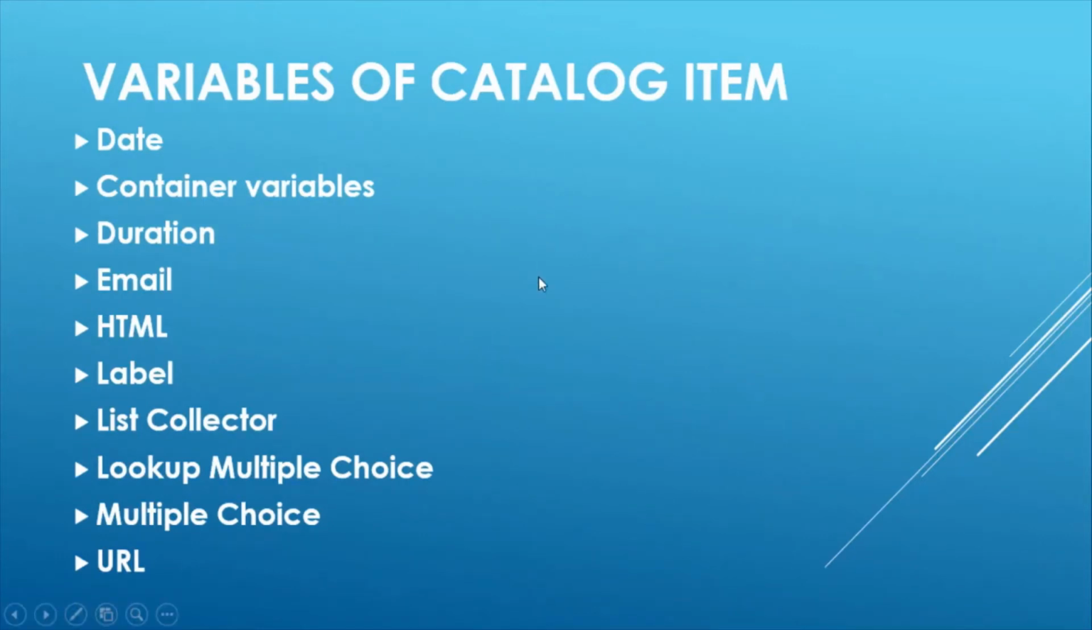These are the catalog variables. So if you want to have any variable like date, you can use date. Container variable is used for containing multiple variables into one container. Duration, you can define some duration into that field. Email, if you want to have any email address, you can use the email variable. Same as HTML, where we have access to the source code, we can attach the email.